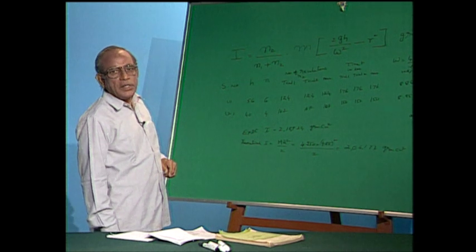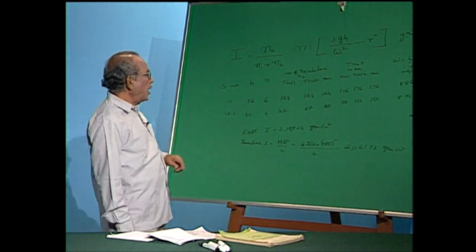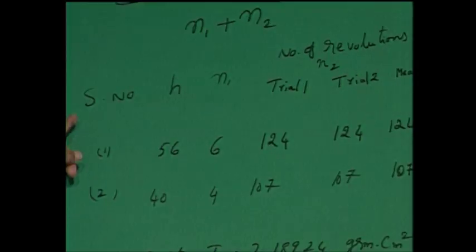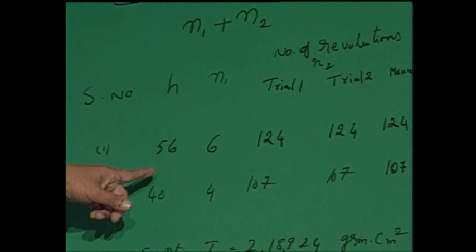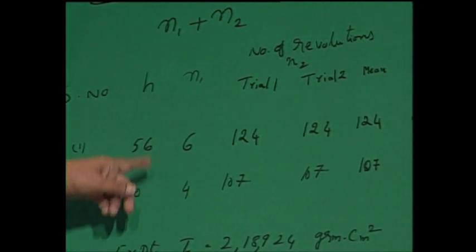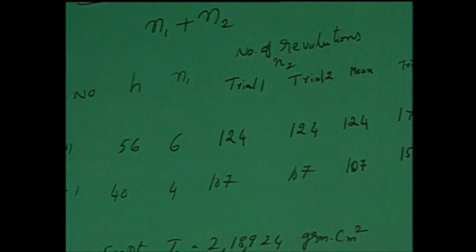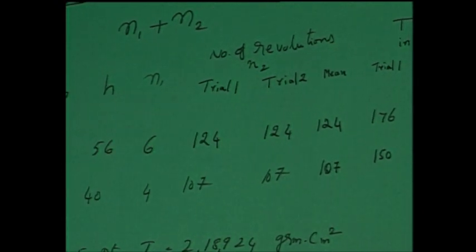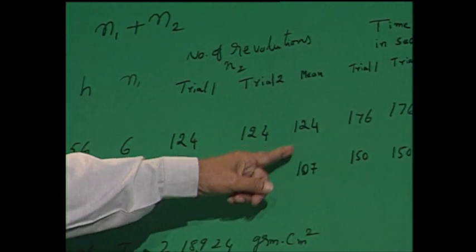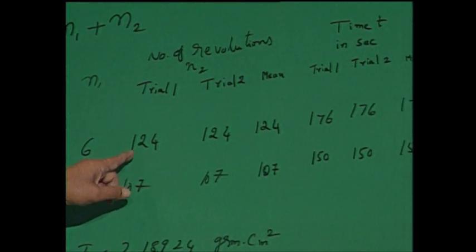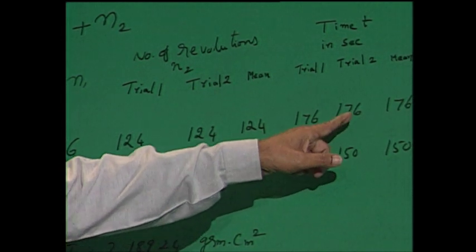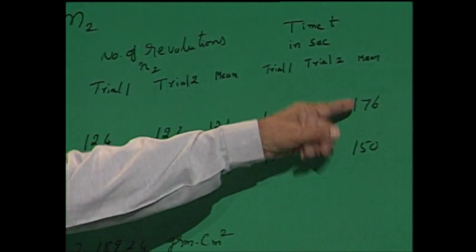Now, the observations after being taken are tabulated in tabular form like this. Serial number 1, we have taken the height as 56 centimeters and found the number of revolutions n1 as 6, number of revolutions n2 as 124 in the first trial and 124 in the second trial, so the mean is 124, and the time taken for n2 revolutions is 176 the first time and 176 the second time, and the mean 176.